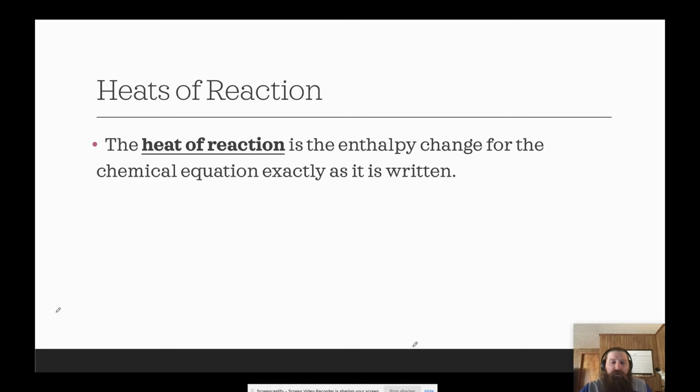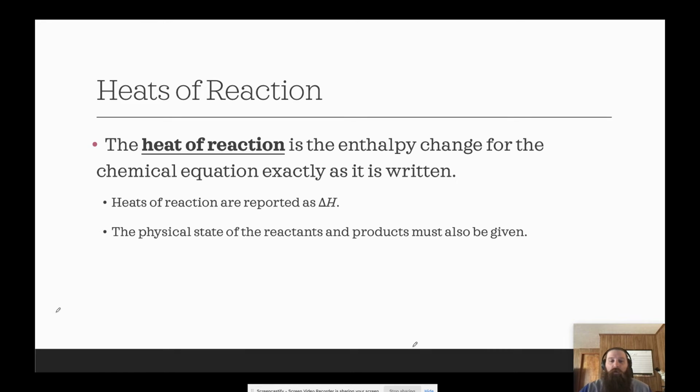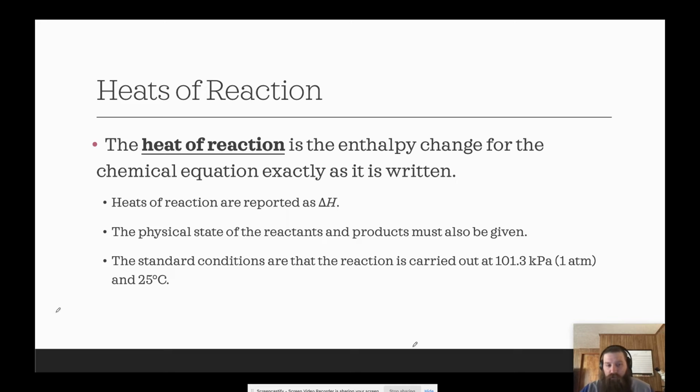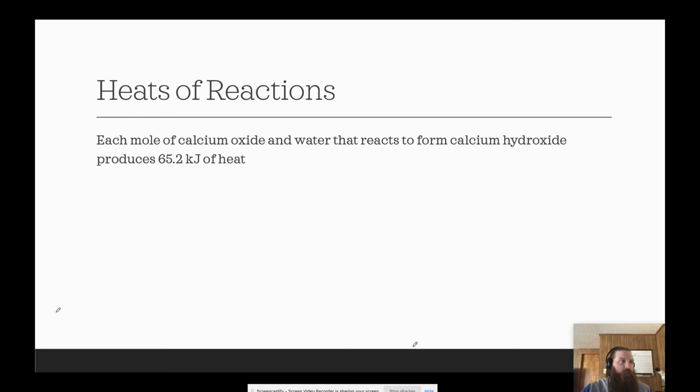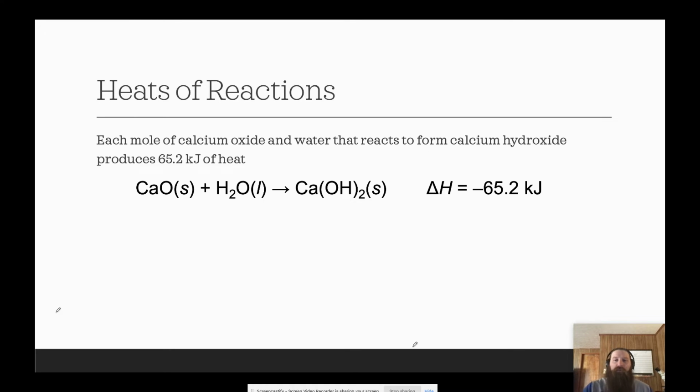Now, when we talk about heats of reaction, that is the enthalpy change for an equation as it is written. We always report those as delta H, and we have to make sure that the physical states of the reactants, like gas, liquid, or solid, are written. The standard conditions for our heats of reaction are 1 atmosphere and 25 degrees Celsius, so STP from gas law. When we look at heats of reaction, this is how we break down this information.